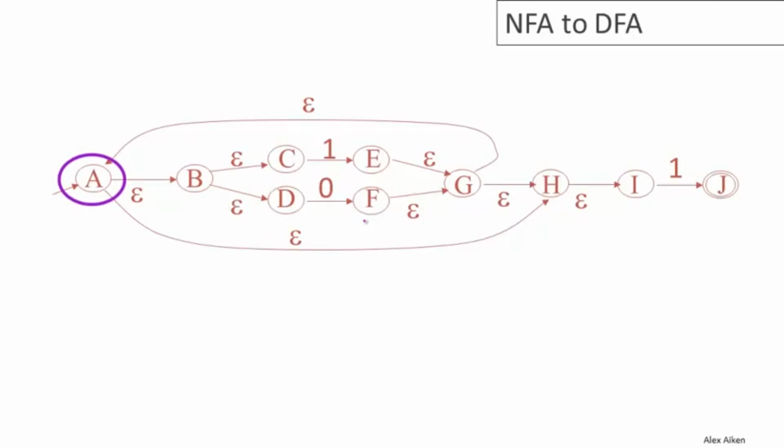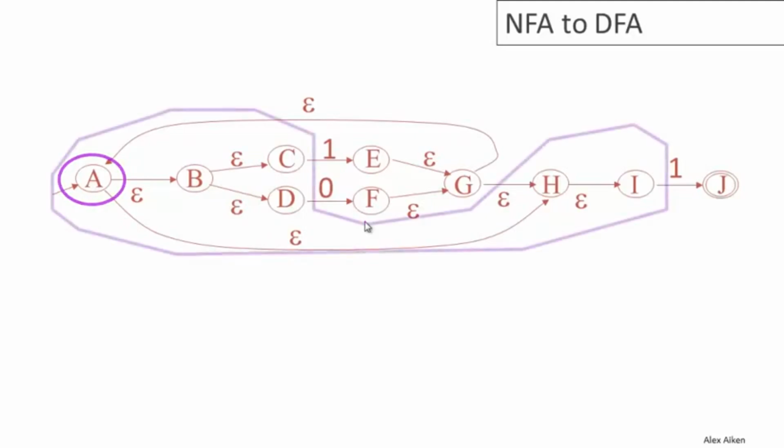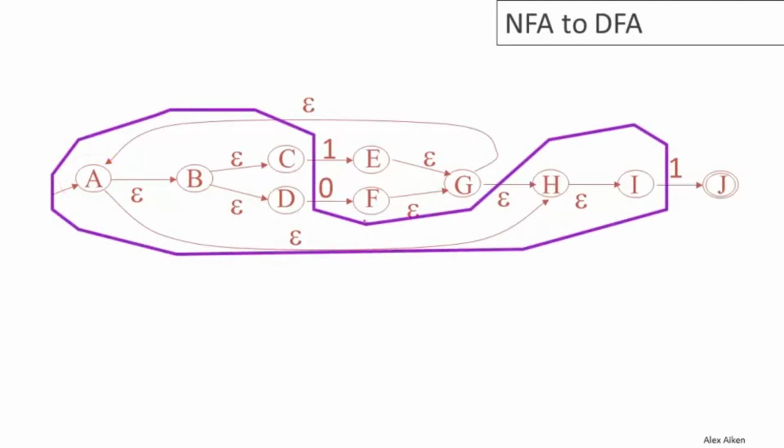And then recall the start state of the DFA is the epsilon closure of that state. So that corresponds to this purple set here. All right? So the first state of the DFA, the start state, is the subset of states A, B, C, D, H, I. And now we have to work out from this particular state, from the start state, what happens on each of the possible input values.